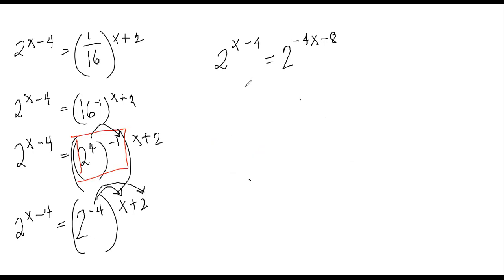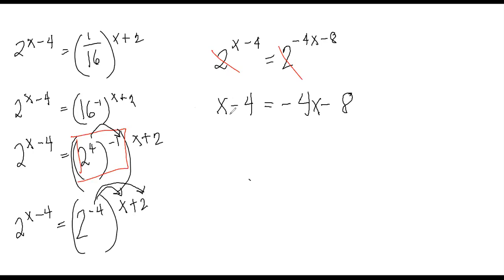So, 2 raised to x minus 4 equals 2 raised to negative 4x minus 8. And then, ayun na, ang pinakahihintay ng lahat, nakakancel na siya. Okay. So, meron na tayong x minus 4 equals negative 4x minus 8. And then, combine like terms.